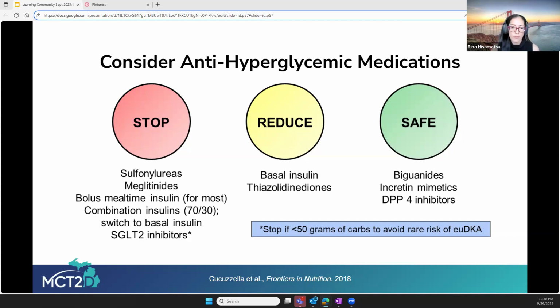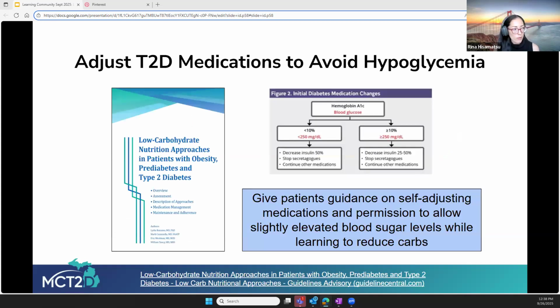There are some references and other helpful guides that I recommend taking a look at and downloading. It can be a helpful encyclopedia to reference during your practice. This tool has information about ways to adjust type 2 diabetes medications and blood pressure medications as well for patients who are following a very low carb meal plan.